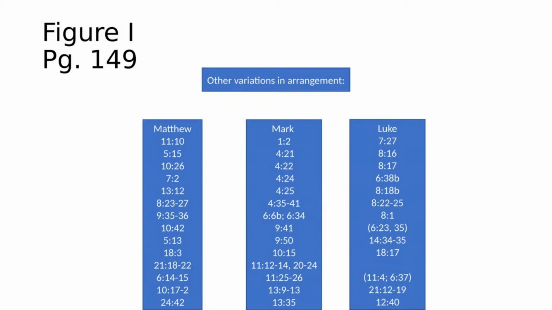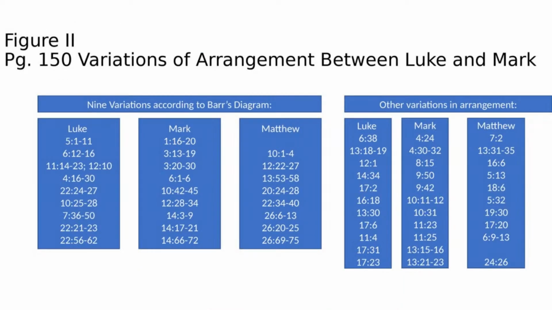For instance, in the Sermon on the Mount, we have, if God clothes the birds of the air, they don't work, but he takes care of it. He clothes the lilies of the field. He feeds the birds of the air. They don't sow or reap. Well, Luke says ravens. He's giving you a specific bird.